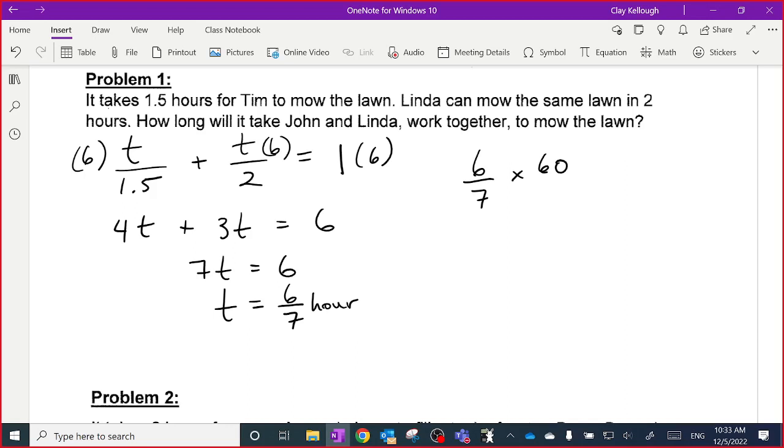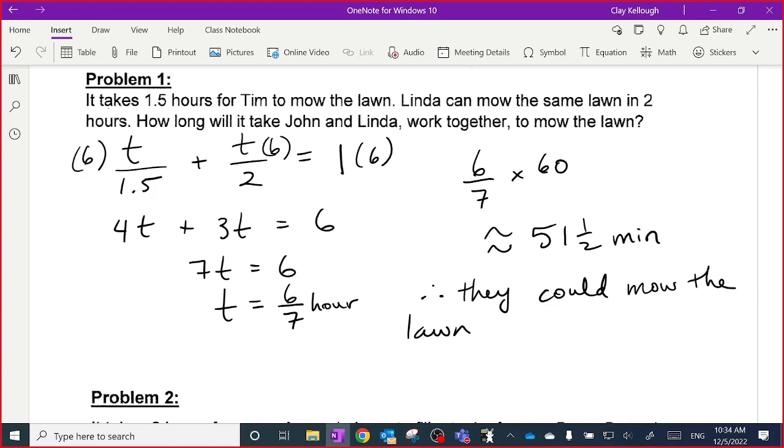So 6 times 60 divided by 7. So 51. It actually is closer. It's 51.4. So I would round that to 51.5 minutes. Therefore, they could mow the lawn together in 51.5 minutes. So there we go.